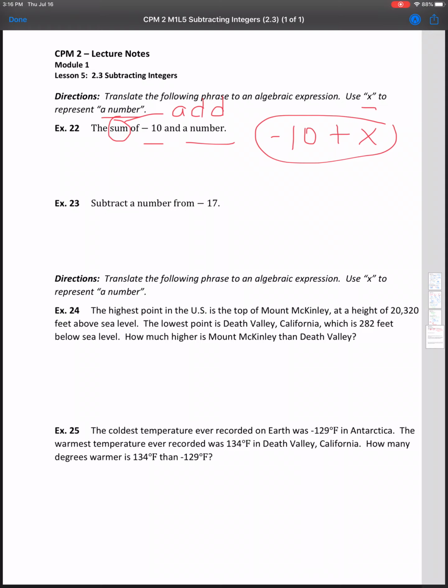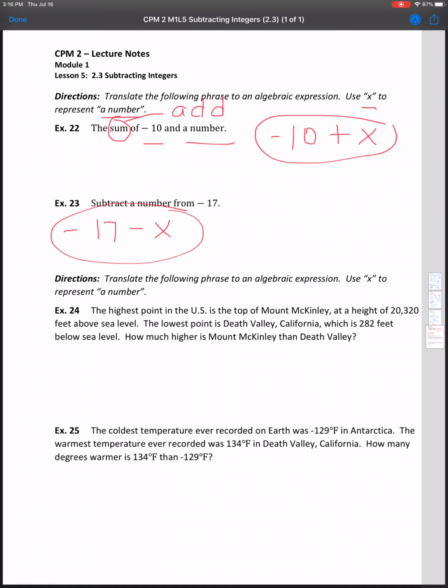23, and be careful because this is that subtract from that we talked about, which is tricky. So if they want me to subtract a number from negative 17, remember, when we subtract, order matters. So if I don't put this in the right order, I won't get it right. So I'm subtracting a number from negative 17. So it's got to look like that. Next part, number 24, translate the following phrase to an expression. Use x to represent a number.